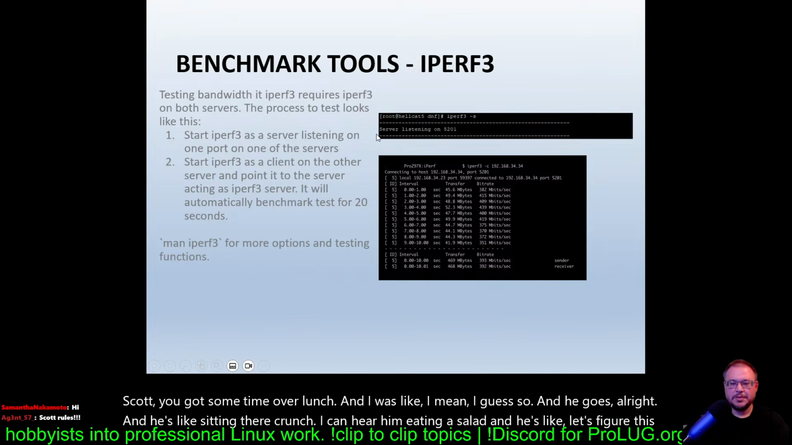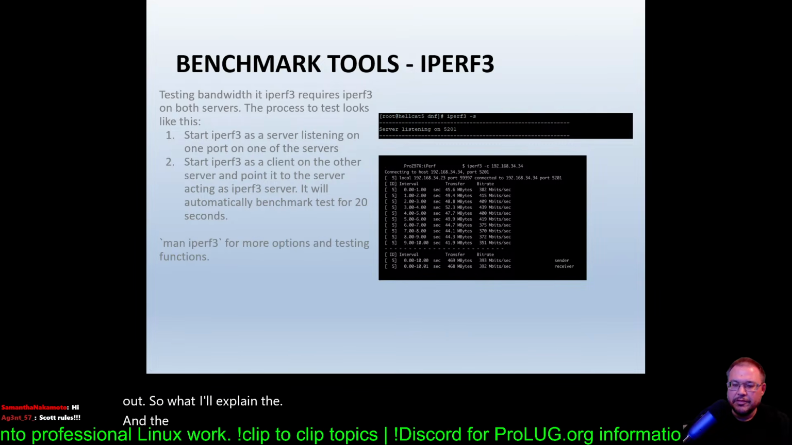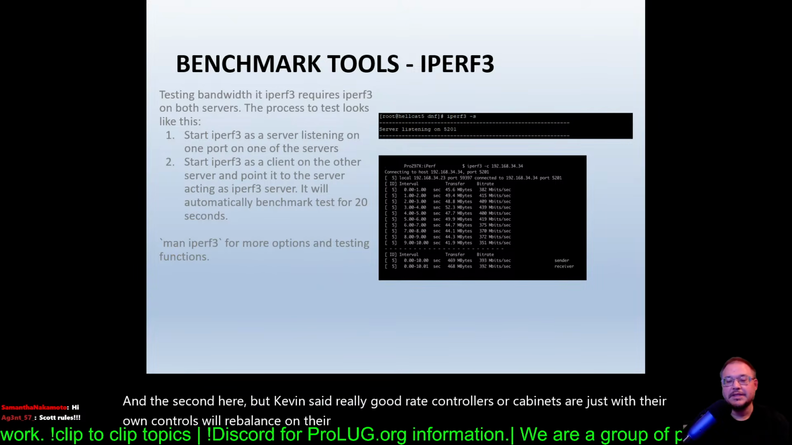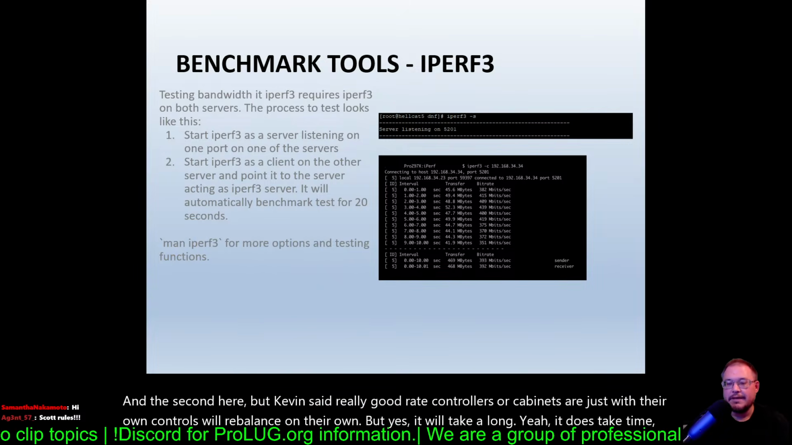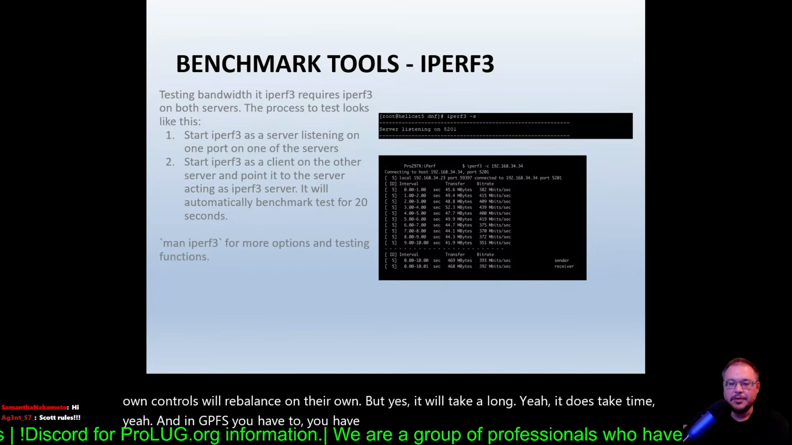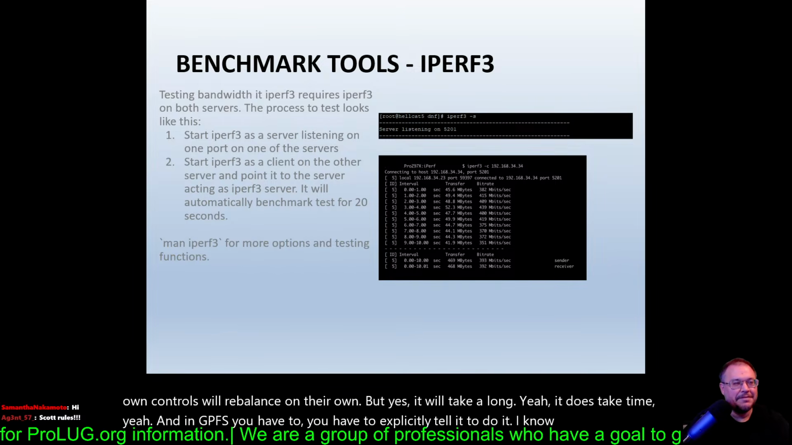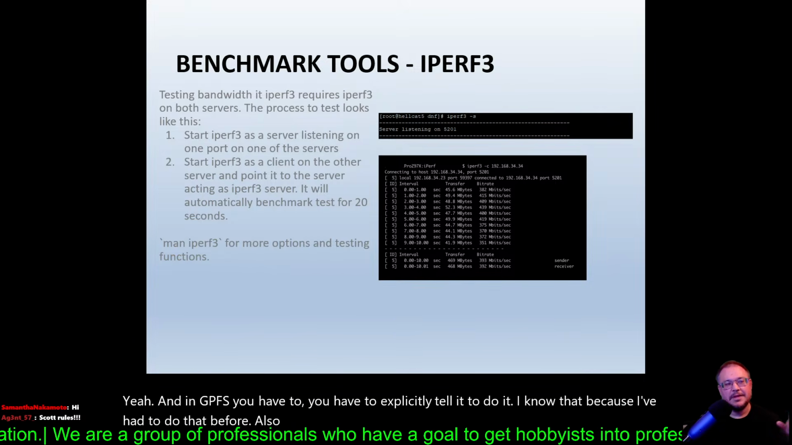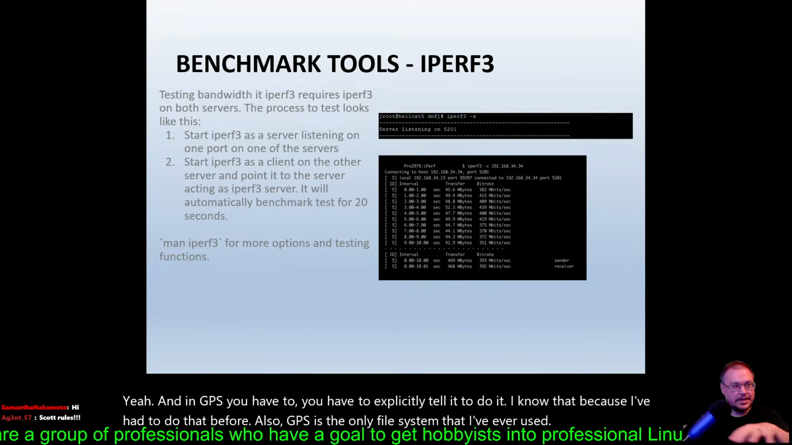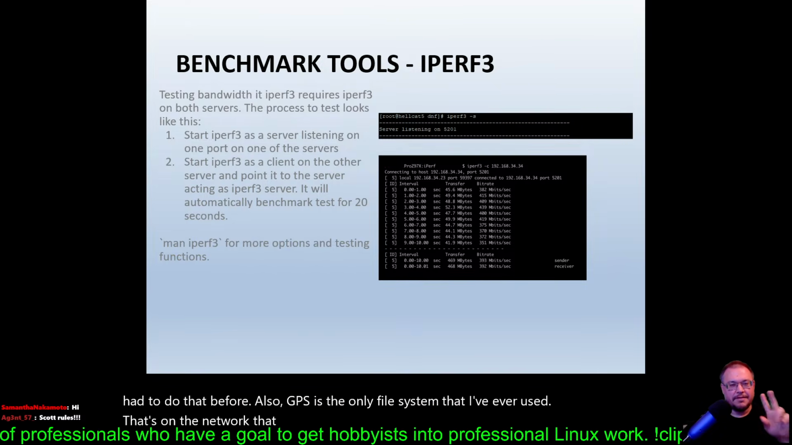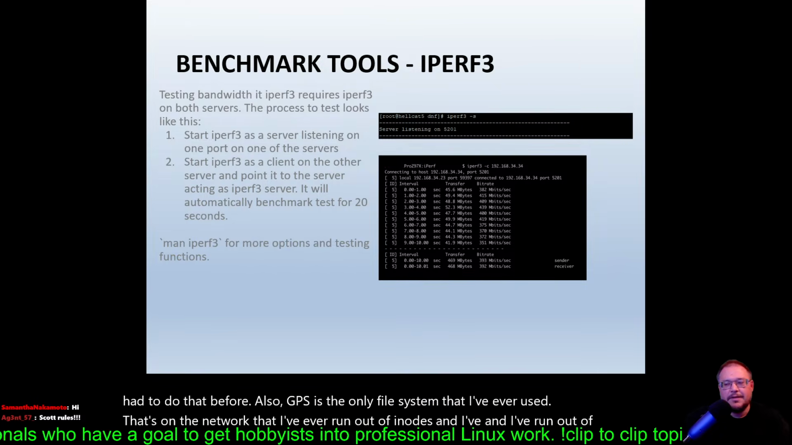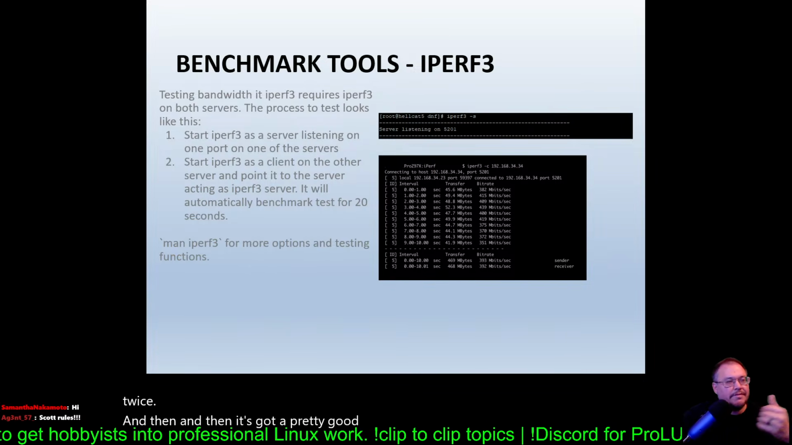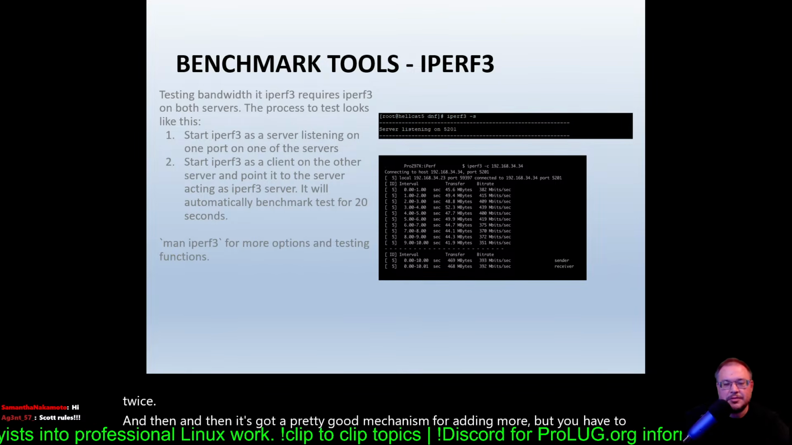So I'll explain the experiment in a second here, but Kevin said, really good RAID controllers or cabinets with their own controls will rebalance on their own, but yes, it will take a long time. Yeah, it does take time. And in GPFS, you have to explicitly tell it to do it. I know that because I've had to do that before. Also, GPFS is the only network file system that I've ever run out of inodes on, and I've run out of inodes twice. It's got a pretty good mechanism for adding more, but you have to trade off storage. So it's an interesting thing there.